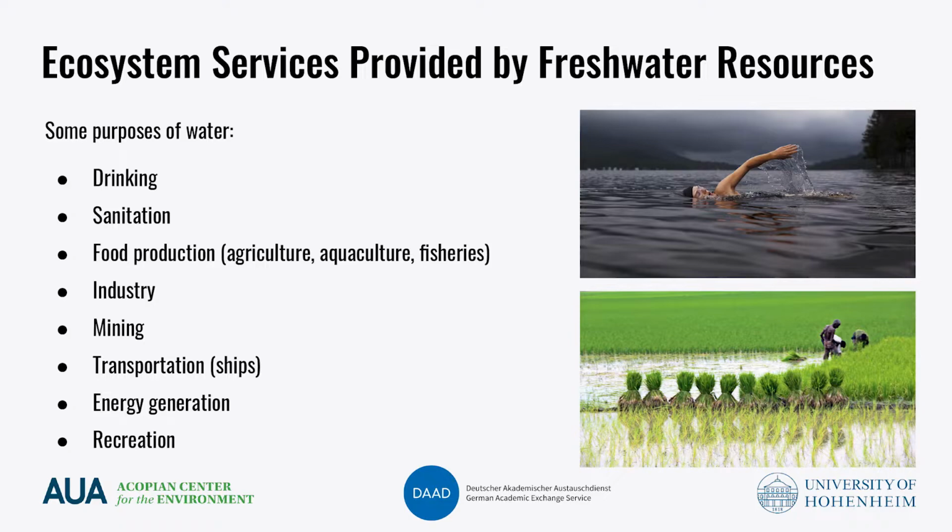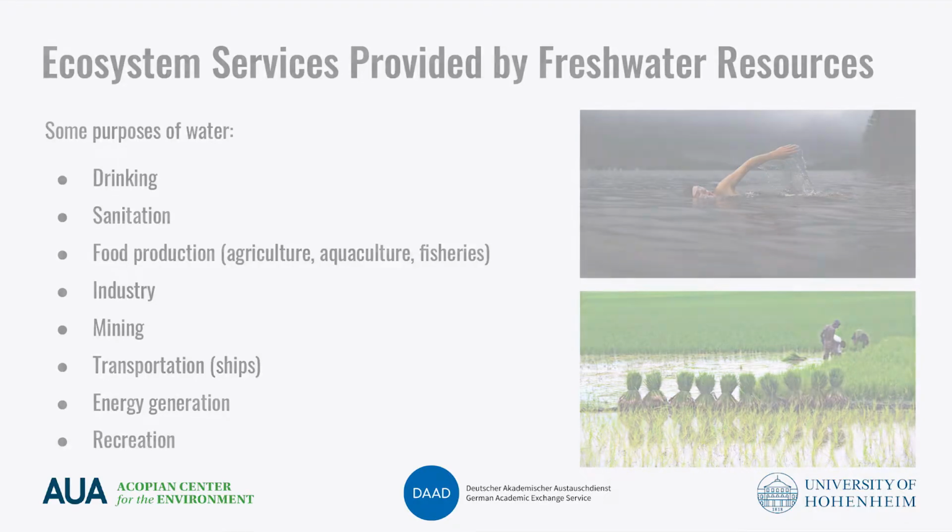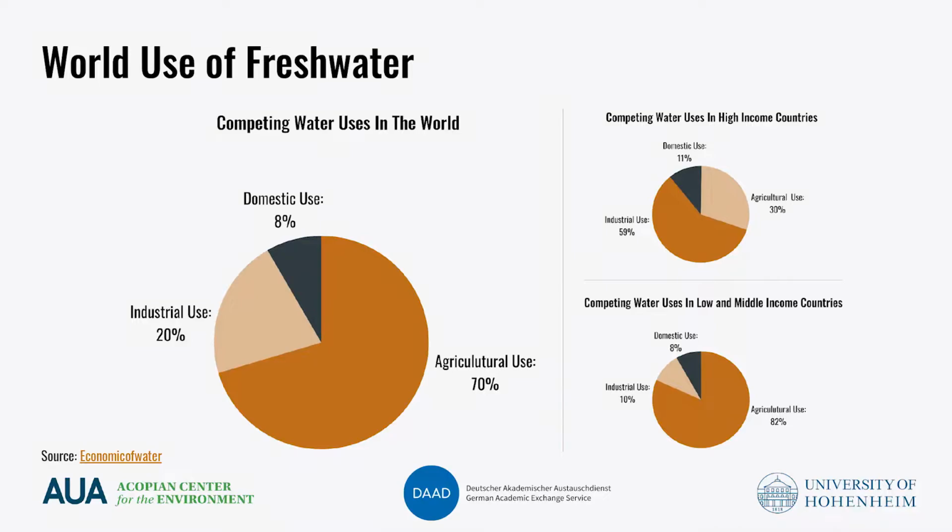We use water for drinking, sanitation, recreation, all aspects of food production, such as agriculture, animal husbandry, aquaculture, fisheries, food processing and others. Water is used in the majority of industries, including mining, as a means of transportation for ships and boats, and as a resource for energy generation. The amount of water used within each sector varies greatly between countries.